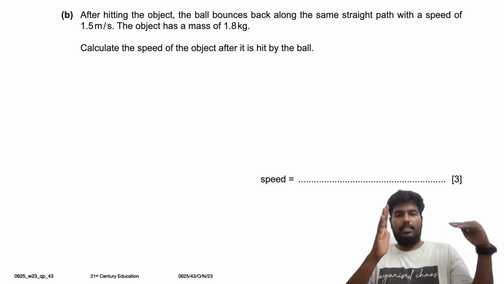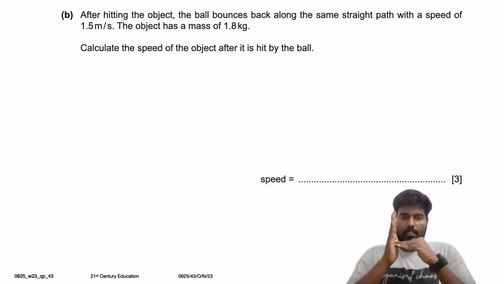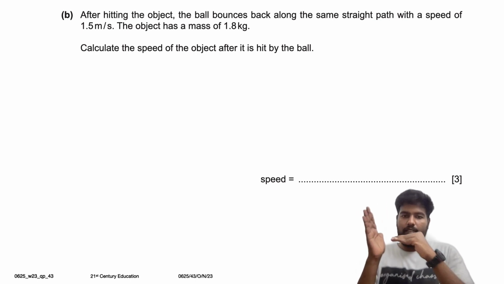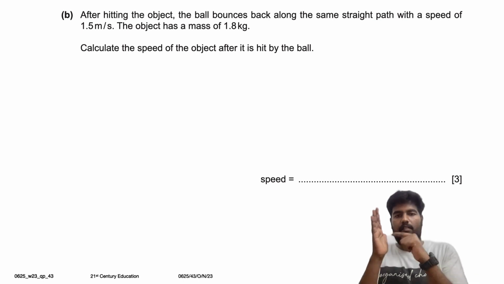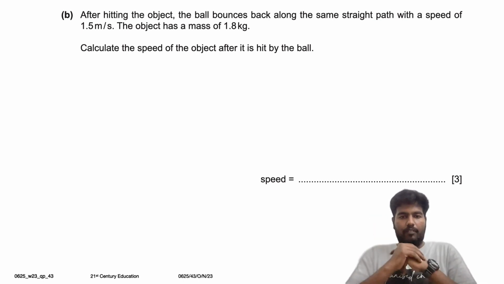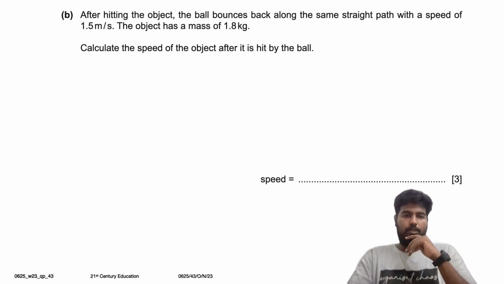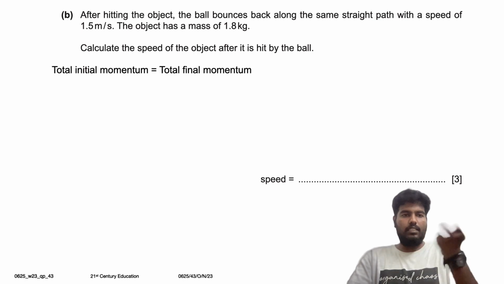So what happens? The ball comes with some speed and hits the object, and this object starts moving with some speed, and the ball bounces back with 1.5 meter per second. So we have to calculate this speed. We can use the conservation of momentum concept to find the velocity of the object. The total initial momentum must equal the total final momentum.